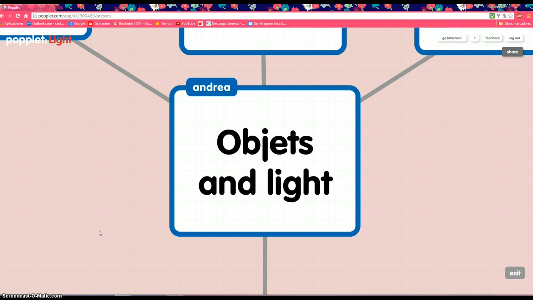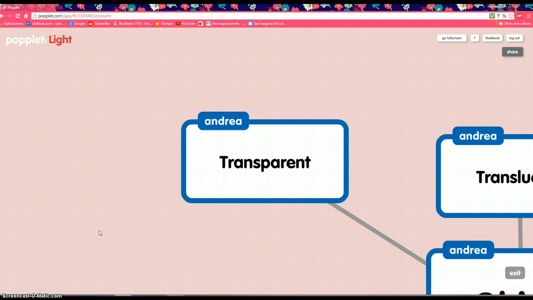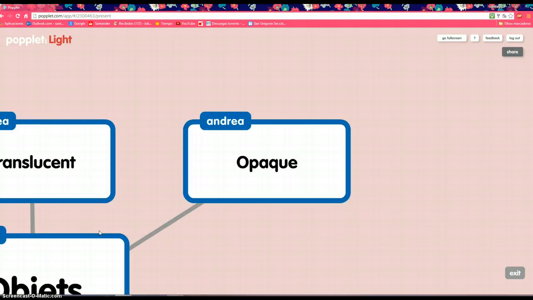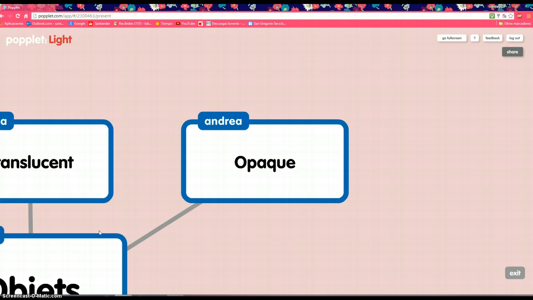Objects and light. Transparent objects or substances, such as glass and air, allow light to pass. Translucent objects, such as a thin piece of paper, allow some light to pass. Opaque objects, such as a book or a pencil, absorb or reflect light.